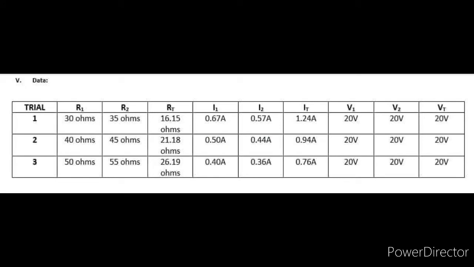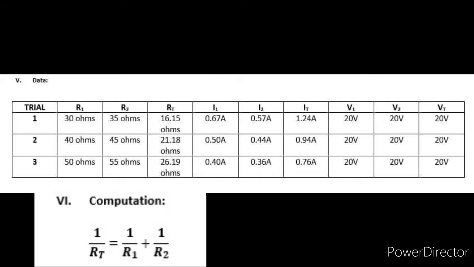Hello guys, my name is Suplido, the one that is assigned in our data, diagram, and computations. As you can see here in our table, we assigned a constant value for our total voltage, which is 20 volts. We also assigned values for R1 and R2, which are the following: 30 and 35, 40 and 45, and 50 and 55. With the formula 1 over RT equals 1 over R1 plus 1 over R2, we'll get the total resistance.